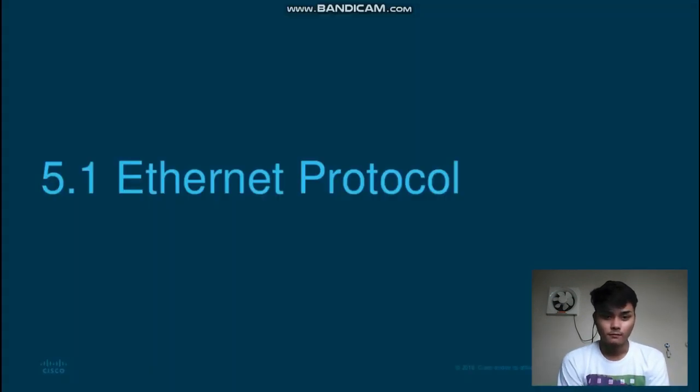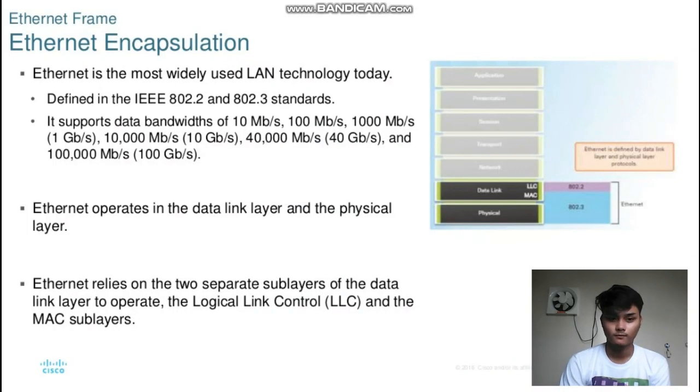So for 5.1 Ethernet protocol, Ethernet is the most widely used LAN technology today, defined in IEEE 802.2 and 802.3 standards. It supports data bandwidths. Ethernet operates in the data link layer and physical layer, and Ethernet relies on two separate sublayers of the data link layer, which are the logical link control and the MAC sublayer.